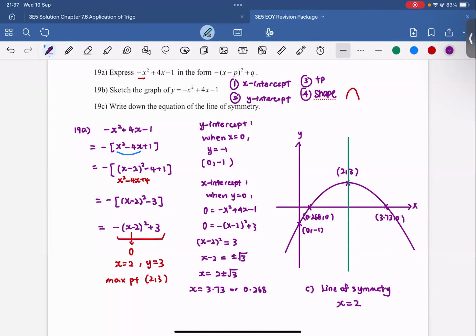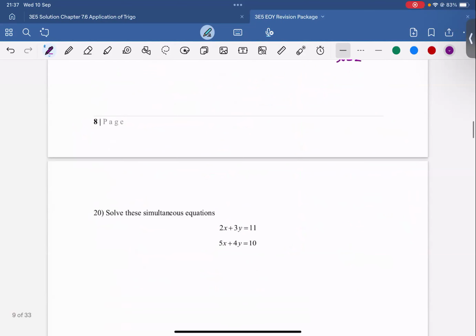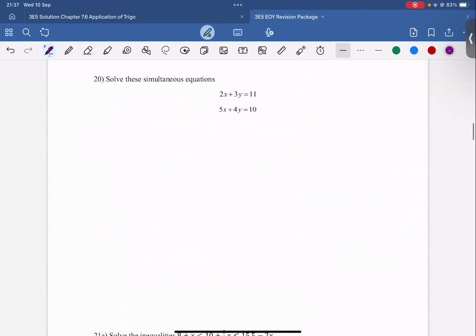Okay, next. Solve simultaneous equations. Oh my goodness, this is 3 marks, but I think it's killing you all. Okay, first thing first, solve simultaneous equations. You either make the x the same or make the y the same. If you are confused whether to make x the same or make y the same, always make x the same. So what do I do?